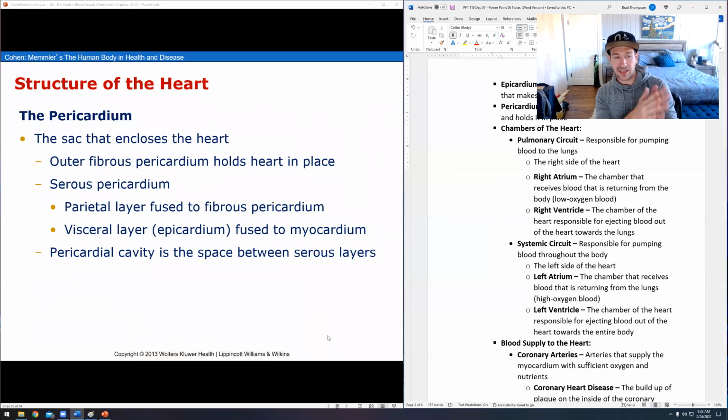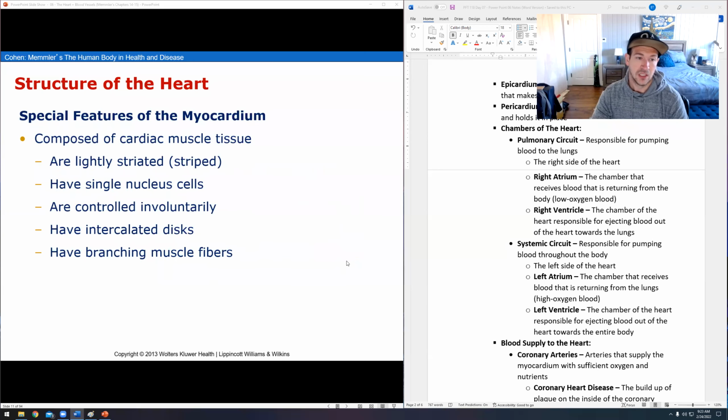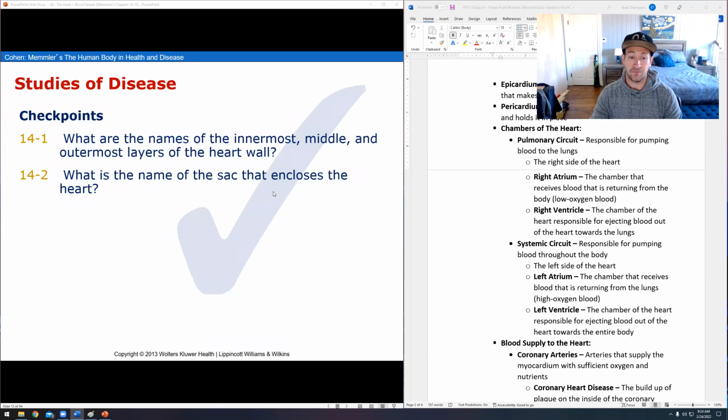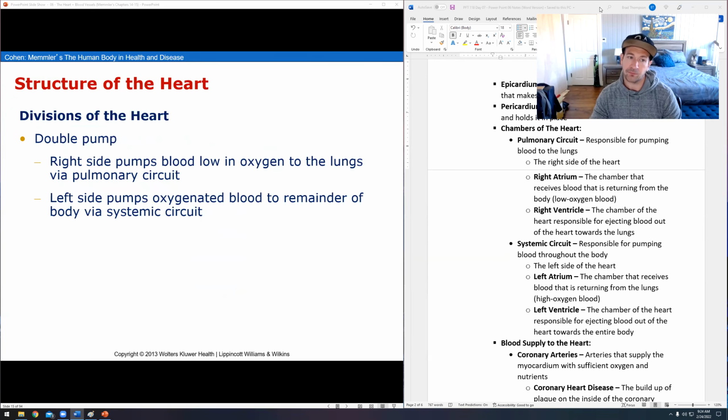So the pericardium, like I said, I'm supposed to say this earlier, is a fibrous sac that encloses the heart, made up of several different serous slick layers. And like I said, the heart muscle is lightly striated. It has single nuclei. It is very involuntary. And because of all of that coming together, it is very good at contracting all at once, which, if we are trying to generate as much pressure as possible, is a very good thing, right? That's exactly what we want.